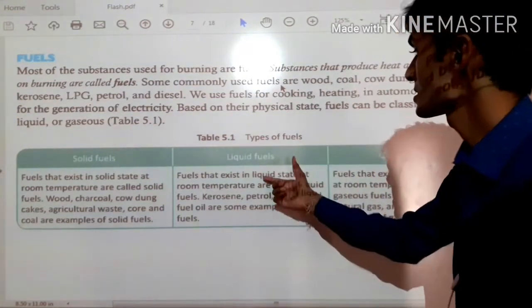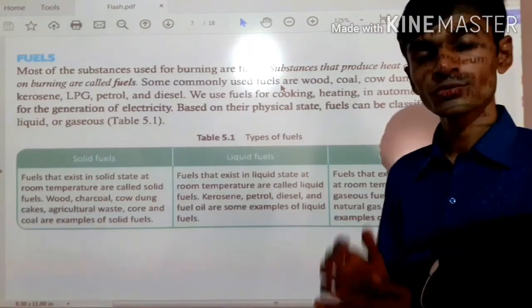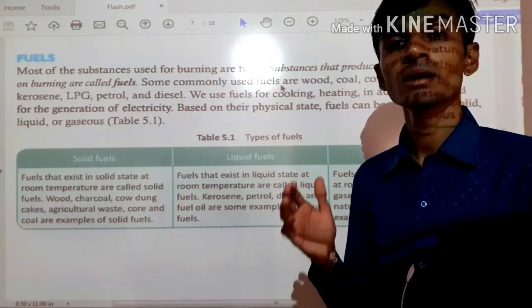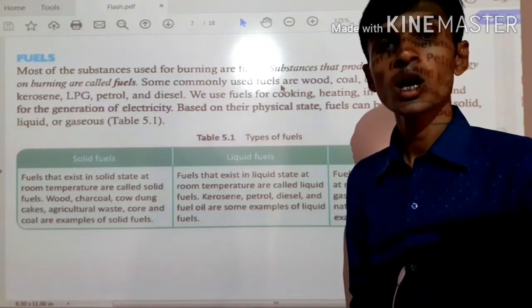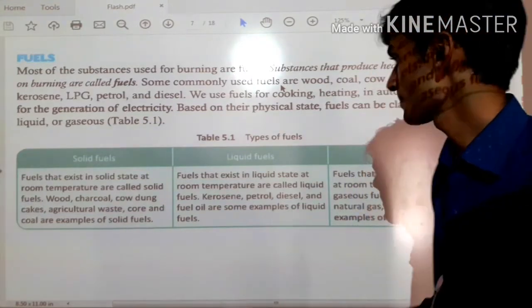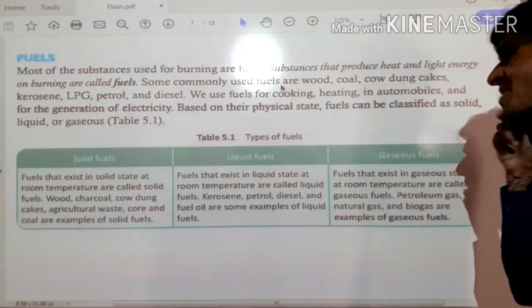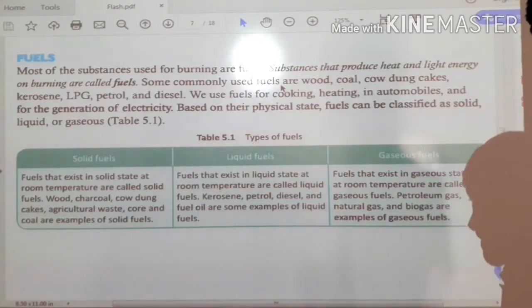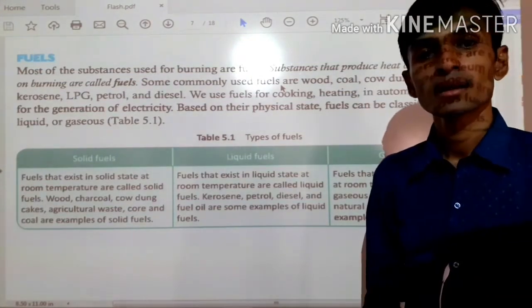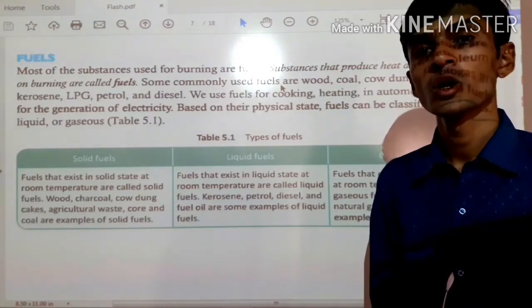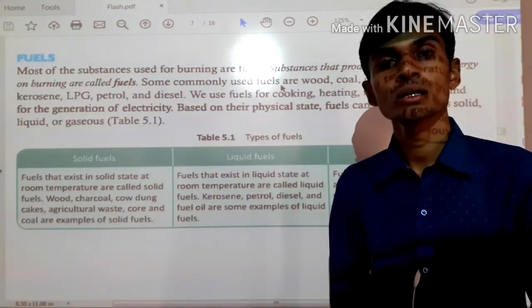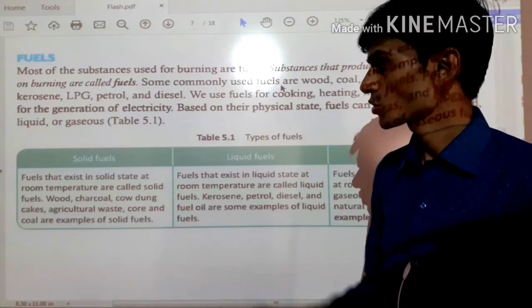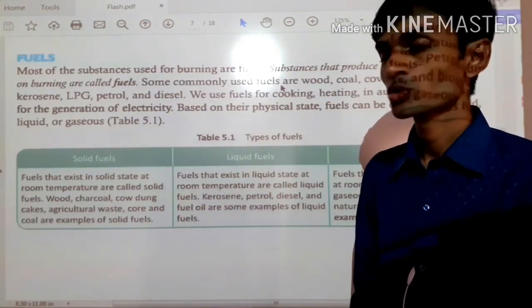Second one is liquid fuels. The fuel that exists in the liquid state at normal room temperature is called liquid fuels. Now gaseous fuels: the fuel that exists in the gaseous form at normal room temperature is called gaseous fuels.